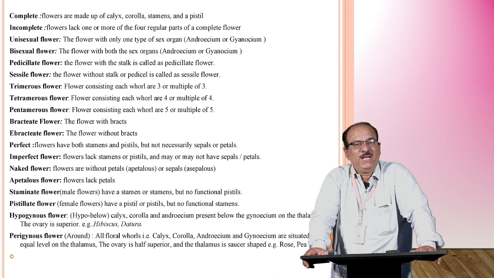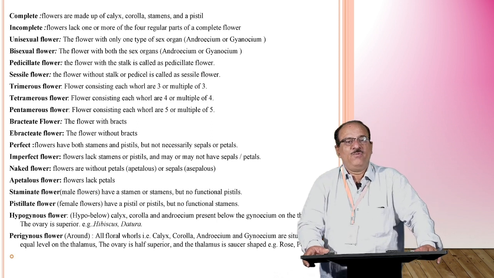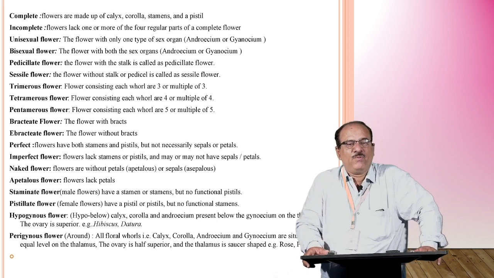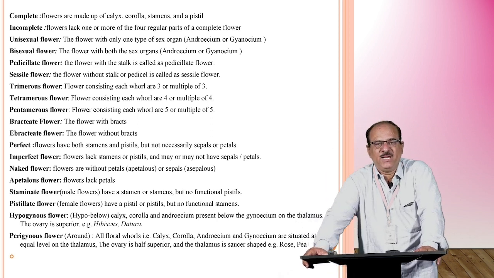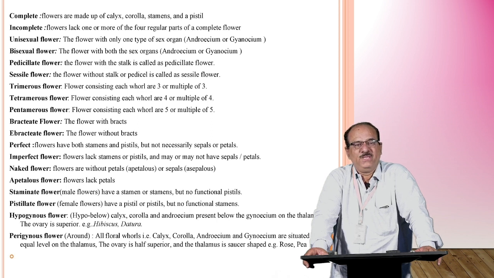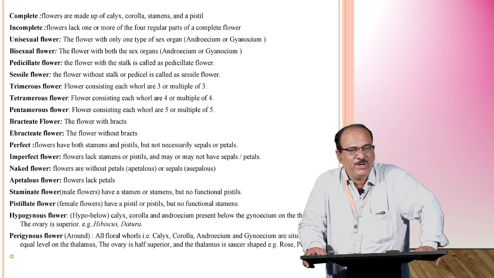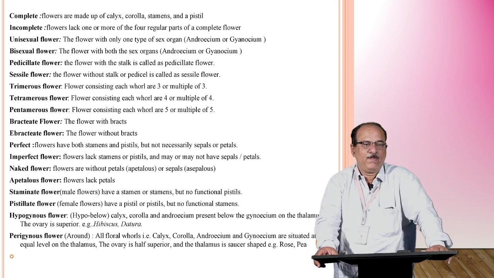Then depending on the presence and absence of the sex organs, we have the unisexual flower, where we have only one type of the sex organ, either the androecium or the gynoecium. Second one is the bisexual flower, when we have both the sexual organs, that is the androecium and the gynoecium. Then depending on whether the pedicel is present or not, we have pedicellate flower and the sessile flower.